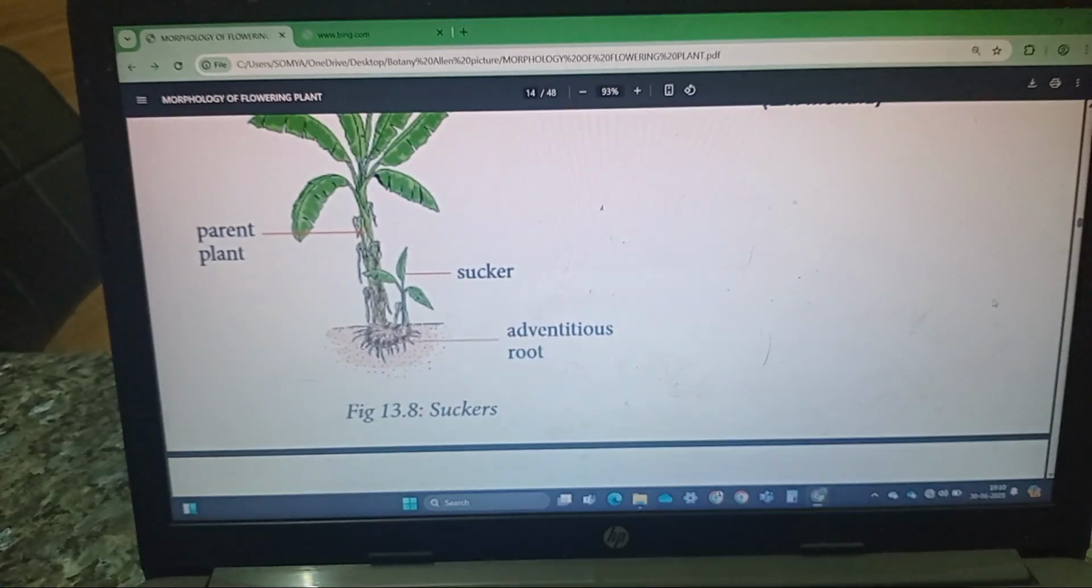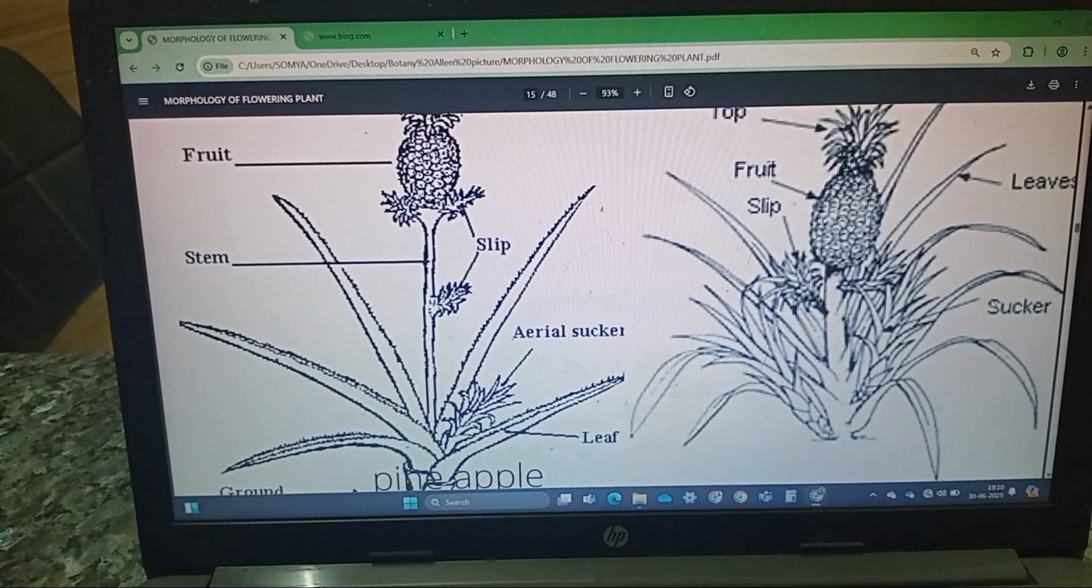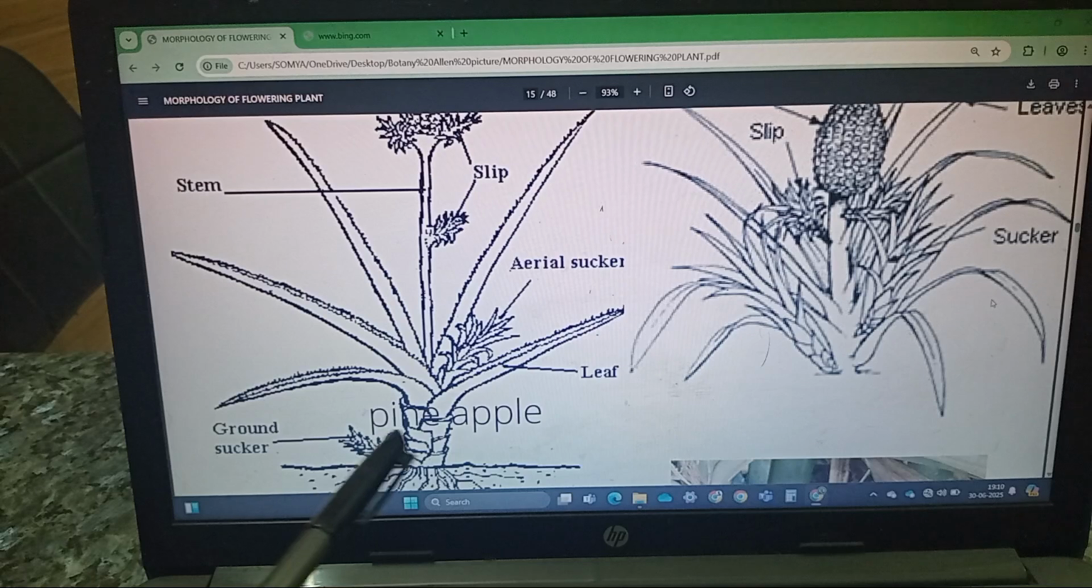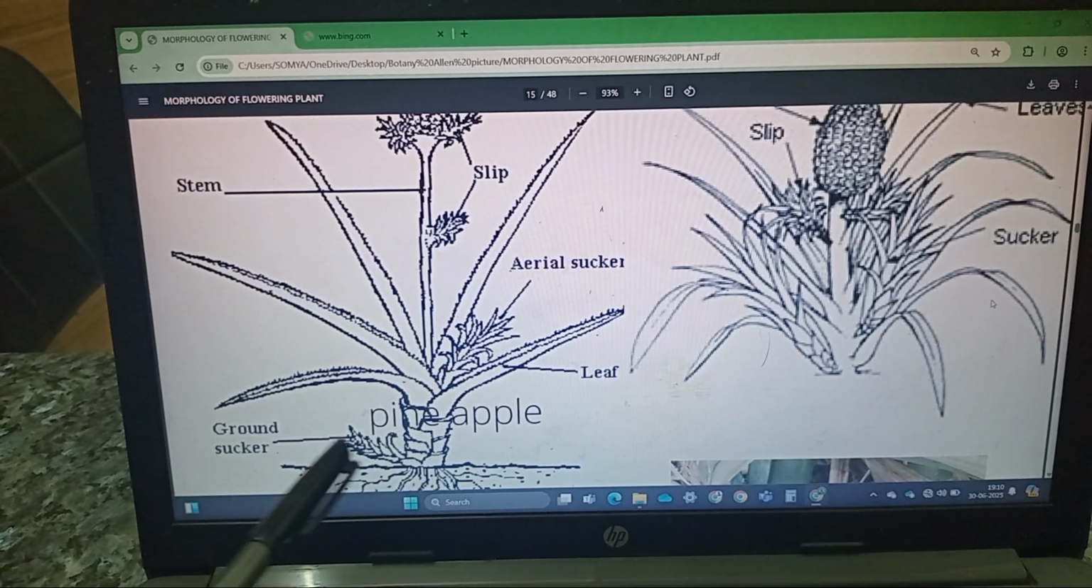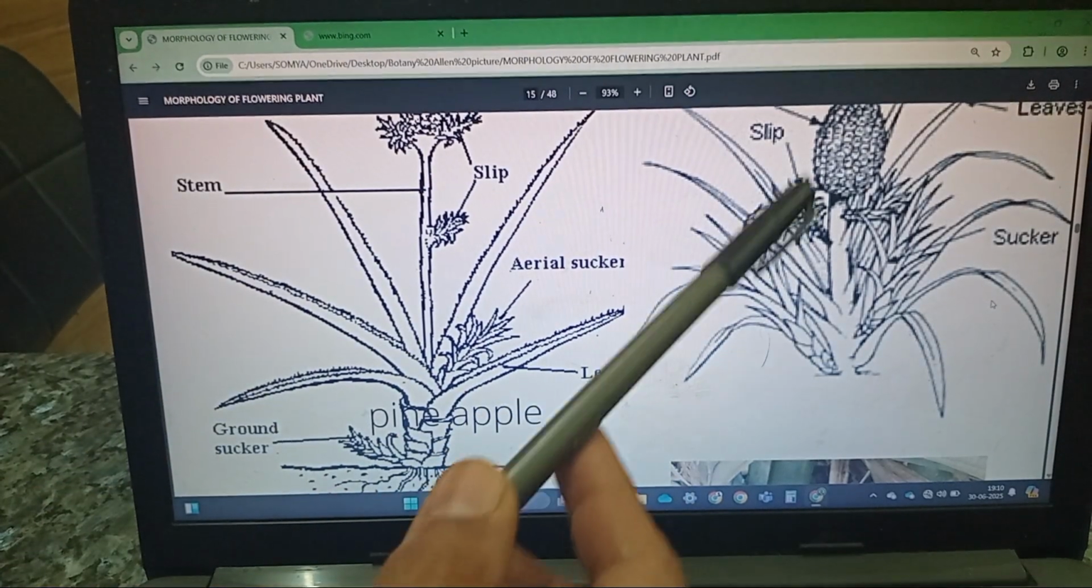So the next example is sucker of the pineapple. This is a very good picture. It's showing this plant, the pineapple. In pineapple there are two types of sucker. These are ground suckers, these are aerial suckers. This is the fruit, and these are the suckers.